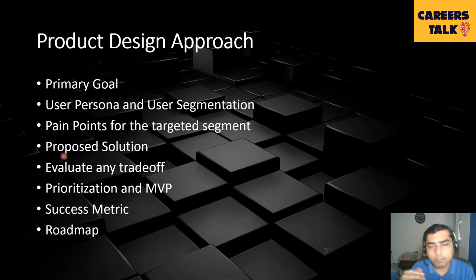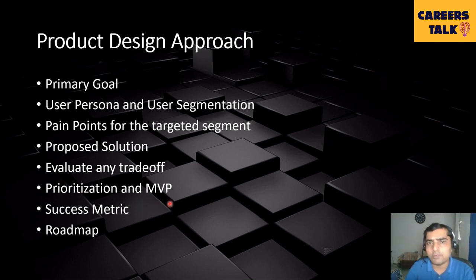We will come to the proposed solution. So we will see the primary goal, then user persona and the segment. And for those segments, what are the pain points? Based on that, we will come up with some solution. We also highlight some of the trade-offs, like challenges. What are the challenges if we are coming up with the solution? What challenges will we see? Then we will have a prioritization and MVP.